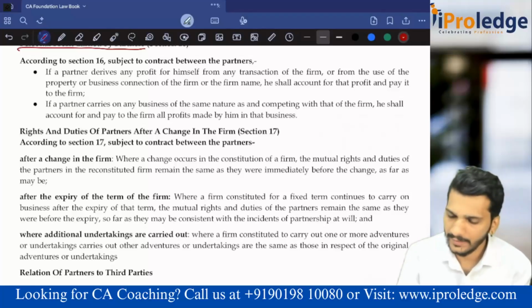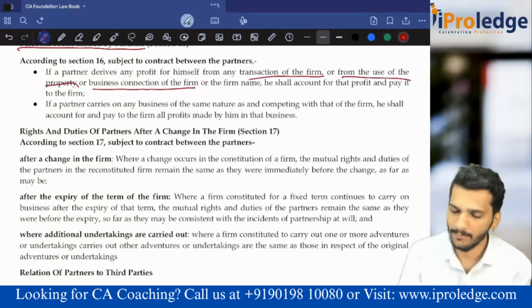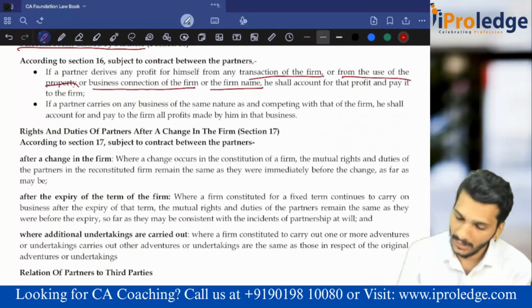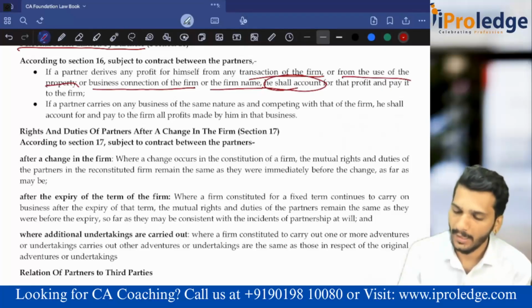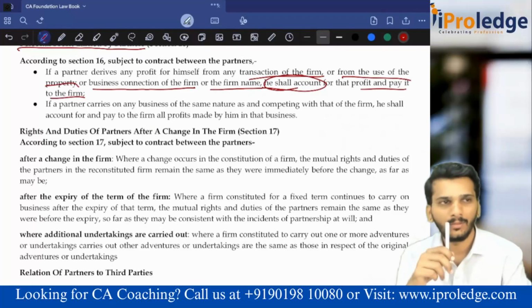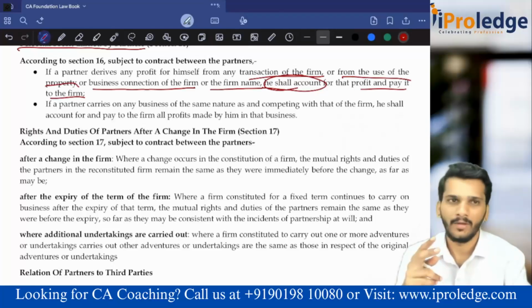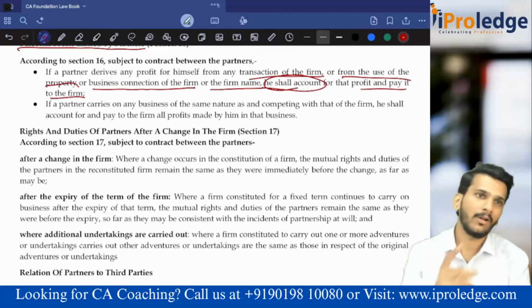Or if he derives any profits from the transactions of the firm, or from the use of the property or business connection of the firm or of the firm's name, then that has to be contributed and paid to the firm only. For example, we have a car partnership firm. We have two branches, one is here, one is in Malaysia. The driver came for dropping me. He dropped me in Malaysia.